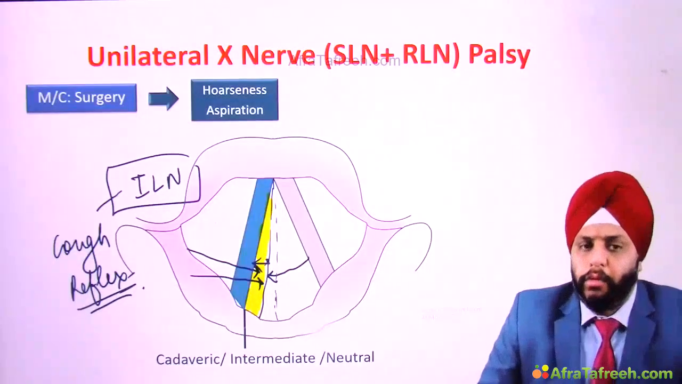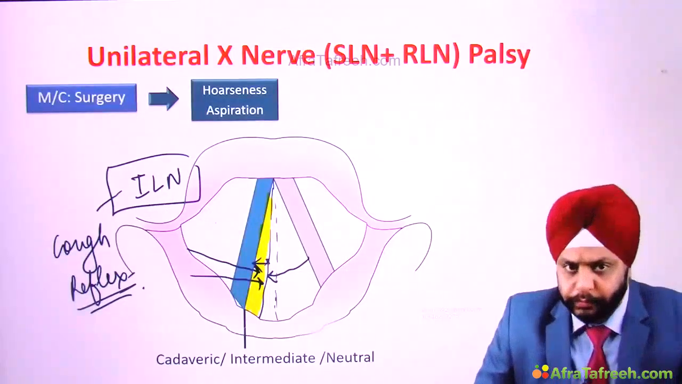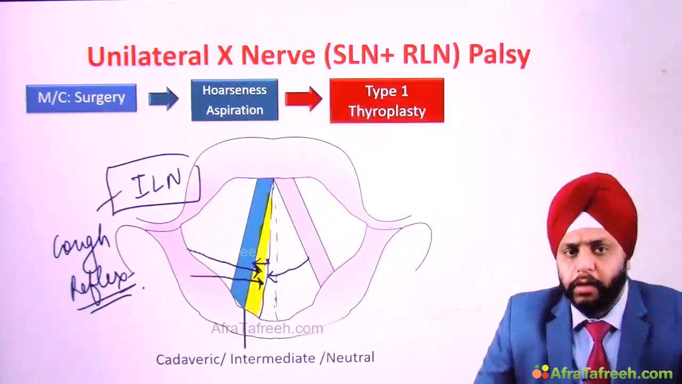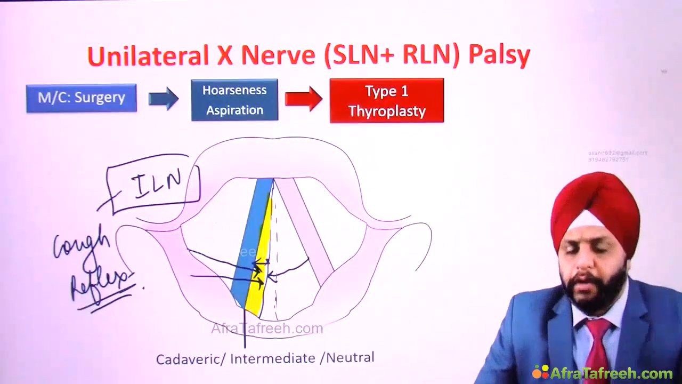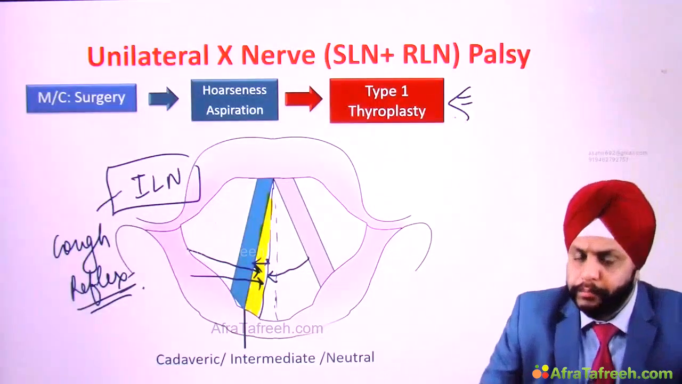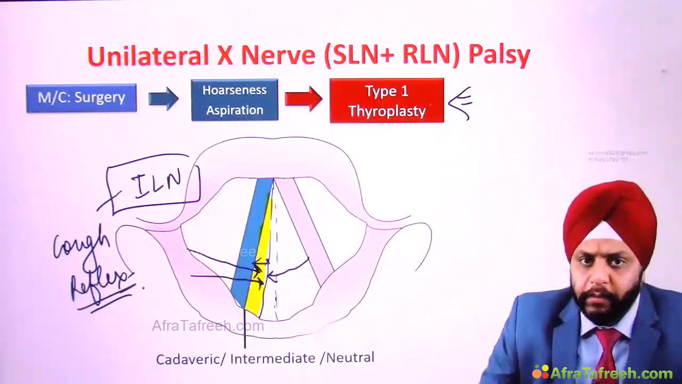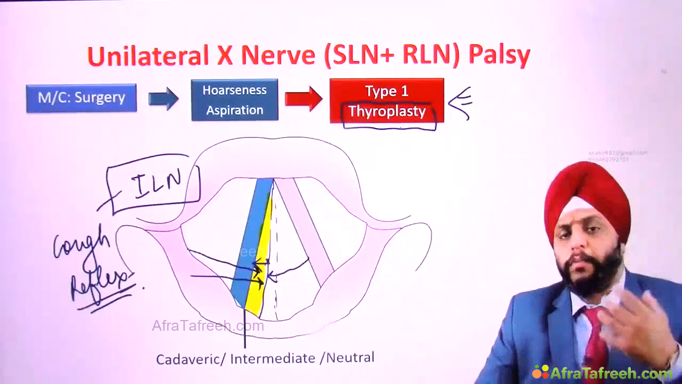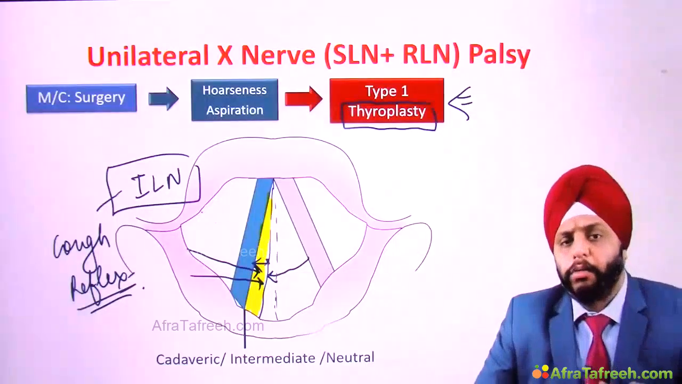Now, what will you do for this patient? This patient will not improve on their own. So what do you have to do? You have to do some surgery so that you can put the vocal folds together and close this airway when required. So we do a type 1 thyroplasty. Remember, thyroplasty means surgery on the thyroid cartilage. This is done to improve the voice, right? So that is your thyroplasty.